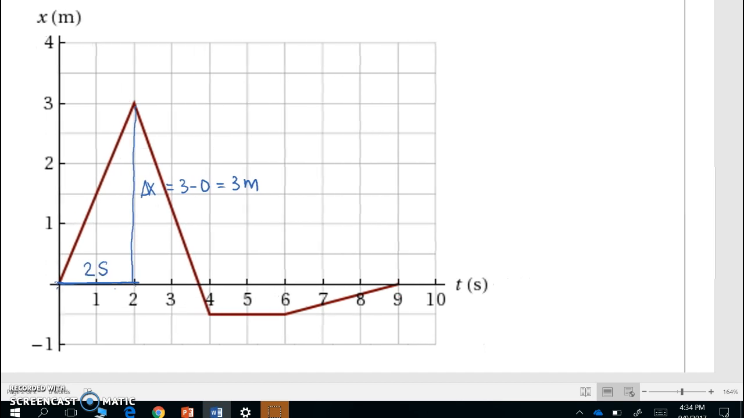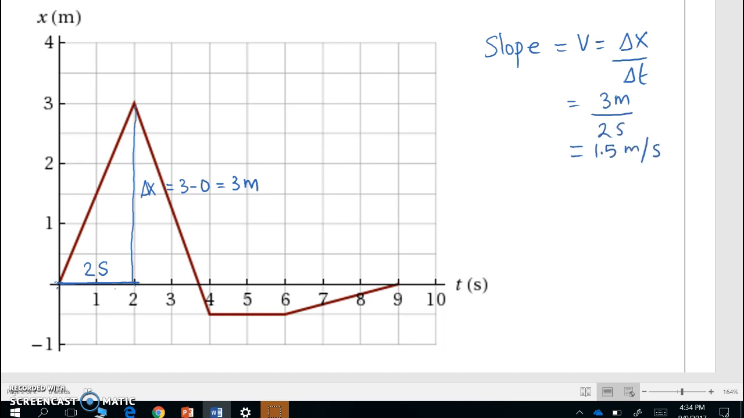So we know that the slope is the velocity, which is delta x over delta t. So it is going to be 3 meters over 2 seconds, which is 1.5 meters per second.